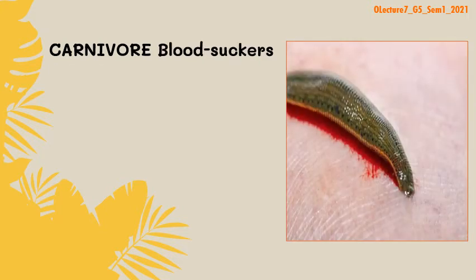Bloodsuckers suck animals' blood. So bloodsuckers mean animals that drink the blood of others, such as leeches. This animal is called a leech and it feeds on blood. This kind of animal is considered a bloodsucker since it feeds on blood.